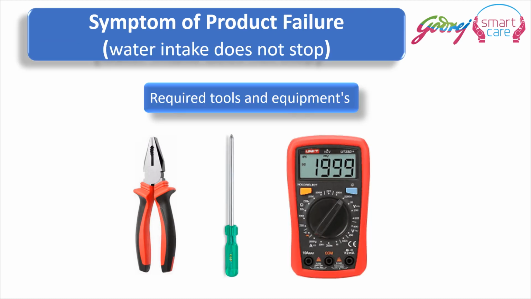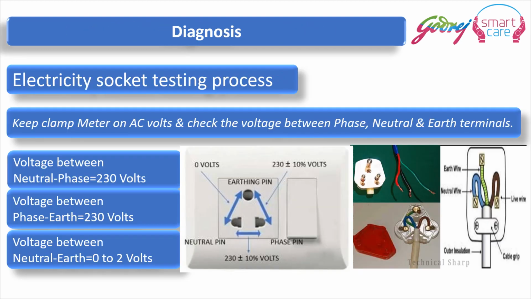The tools required for this testing are pliers, a screwdriver set, and a digital clamp. We have to check the socket. Voltage between neutral and phase is 230 volts. Voltage between phase and earth is 230. Voltage between neutral and earth is 0 to 2 volts.